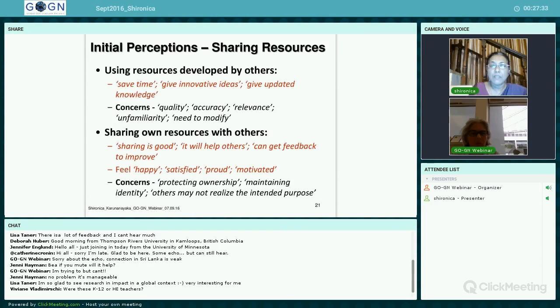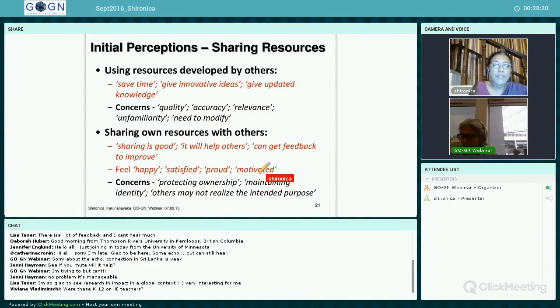However, there were certain concerns mentioned by them. Even though they think it's good to share resources developed by others, there were concerns about the quality, accuracy, relevance, and the need to modify them. And also about sharing resources they have developed with others, even though they feel it will help the others, again there are concerns about ownership: how to protect ownership, maintaining identity, and others may not realize the intended purpose, and so on.